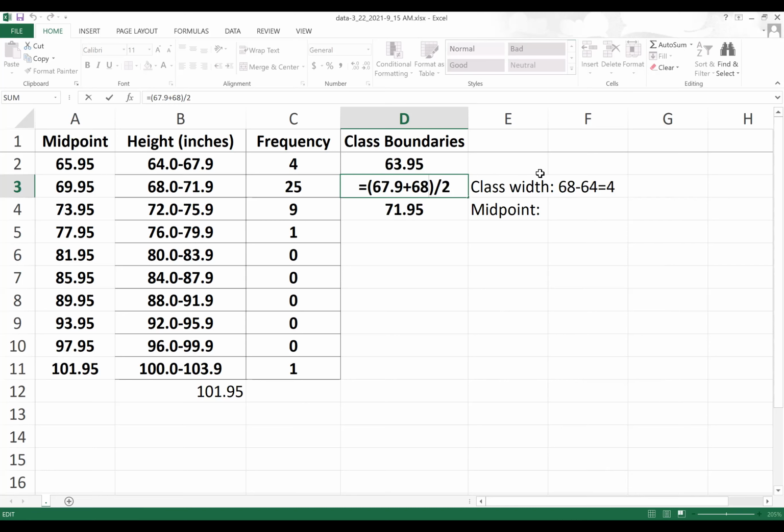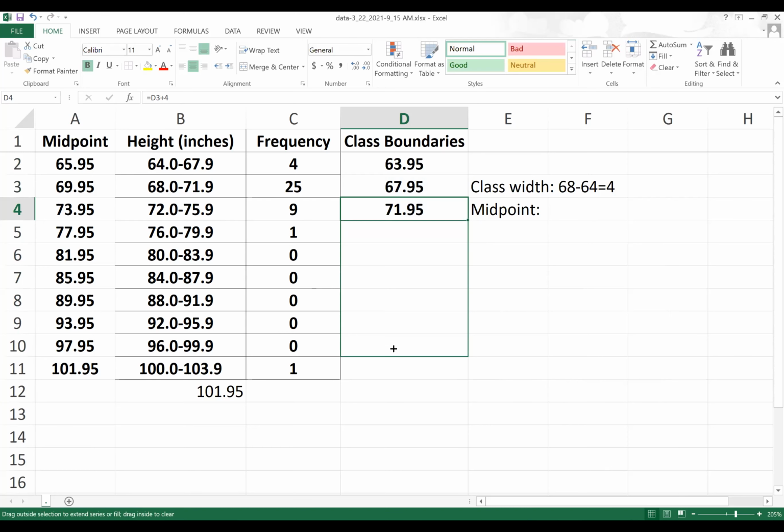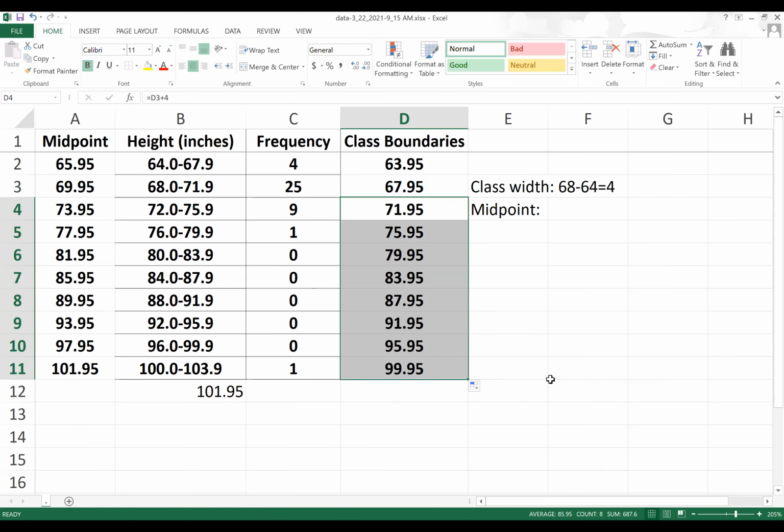Yes. All right, great. And now after that, if you do not want to calculate that one by one, you can just use the pattern, right? The pattern is adding 4 to the previous one, you will get the next one. Once you do one of them, then you can just drag all the way to the bottom to get the rest of them. And then one more, right?